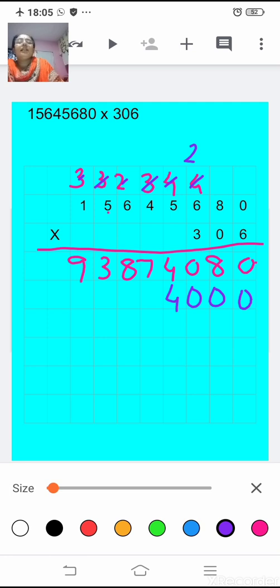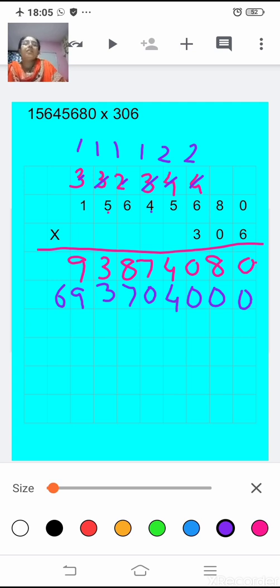3 6s are 18, 20. 2 carry over. 3 5s are 15, 17. 1 carry over. 3 4s are 12 plus 1, 13. 1 carry over here. 3 6s are 18 plus 1, 19. 1 carry over. 3 5s are 15 plus 1, 16. Quite a long multiplication. 3 1s are 3 plus 1, that is 4.